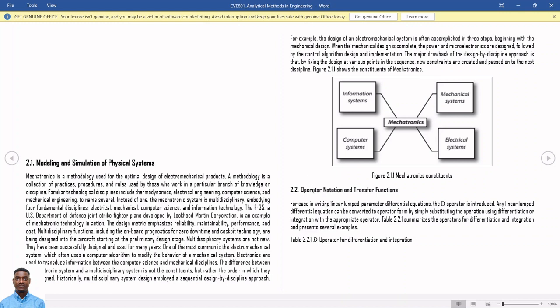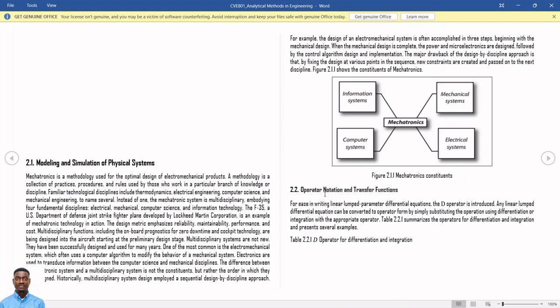So we move on to the next subtopic, which is the operator notation and transfer functions. Now, why do we need this operator notation? Because we want to be building models of physical systems. It's best to find a way to easily represent these systems so that we don't have very complex mathematical models on our hands. That is why operator notation and transfer functions have been introduced.